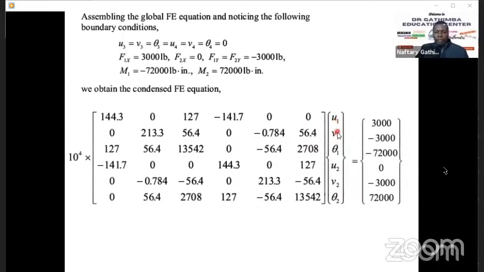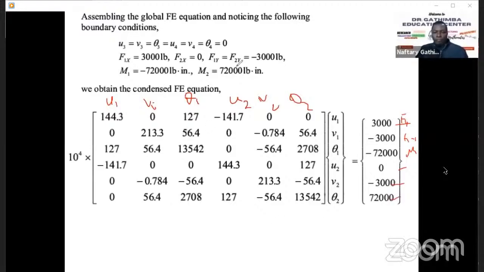You can see, of course, this is the one associated with non-zero displacement, which was U1, V1. In your case, I anticipate you to have this U1, V1, theta 1, U2, V2, theta 2. And then, of course, these are the nodal unknowns. This will be the F1 in the X direction, F1 in the Y direction. This will be M1, F2 in the X direction, F2 in the Y direction. This is theta 2.